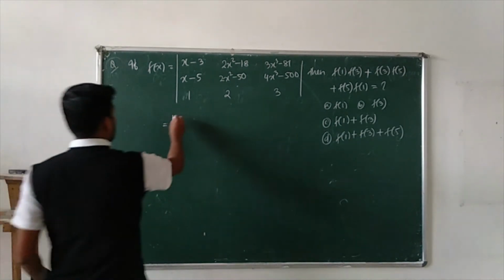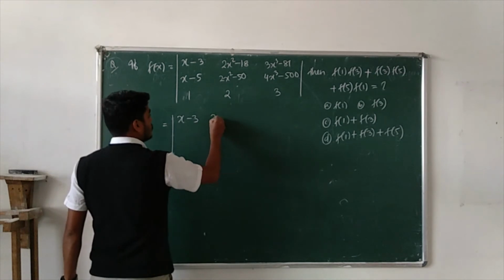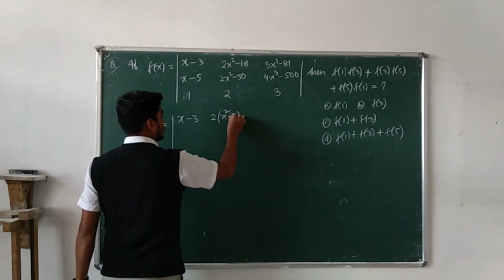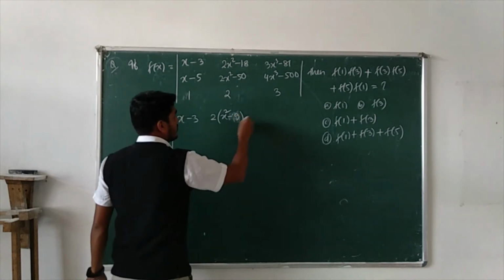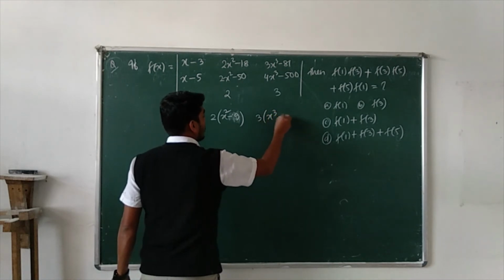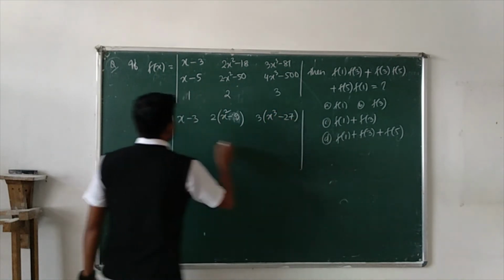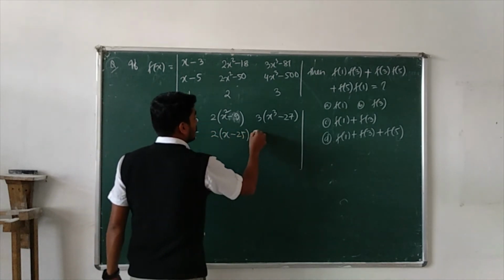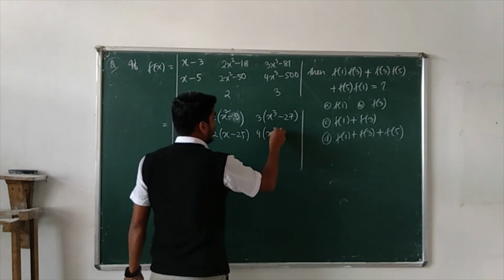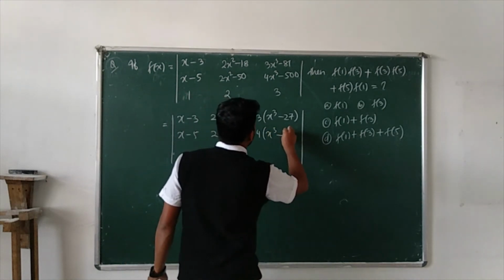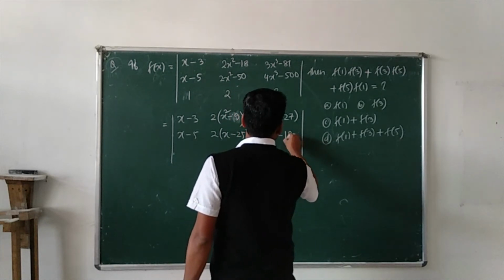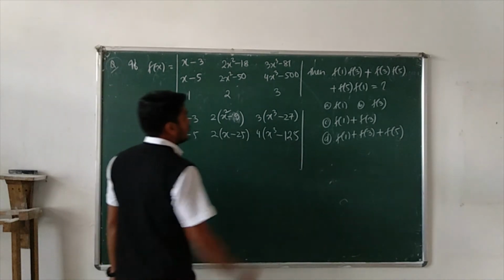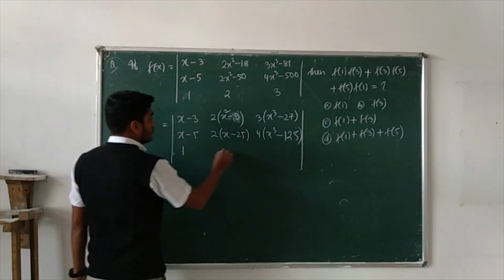Okay. So this one: x minus 3 and 2 is common, then it will be x plus 3 into x squared minus 3 squared, x squared minus 9, so it will be 3 into x cubed minus 27. Here it will be x minus 5, 2 into x minus 25 plus 4 into x cubed minus 125. So 1, 2, 3.